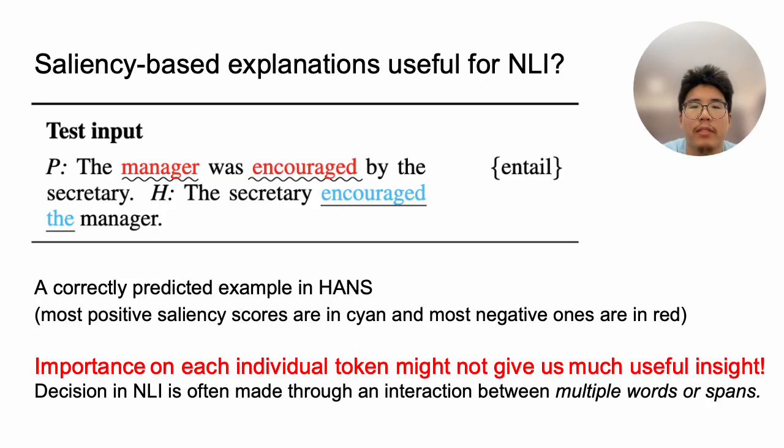So from the example shown at the beginning of this paper, we can find that the importance of each individual token might not give us much useful insight to understand the model's decision, because the decision for the NLI task, which is reasoning driven, is often made through an interaction between multiple words or spans.